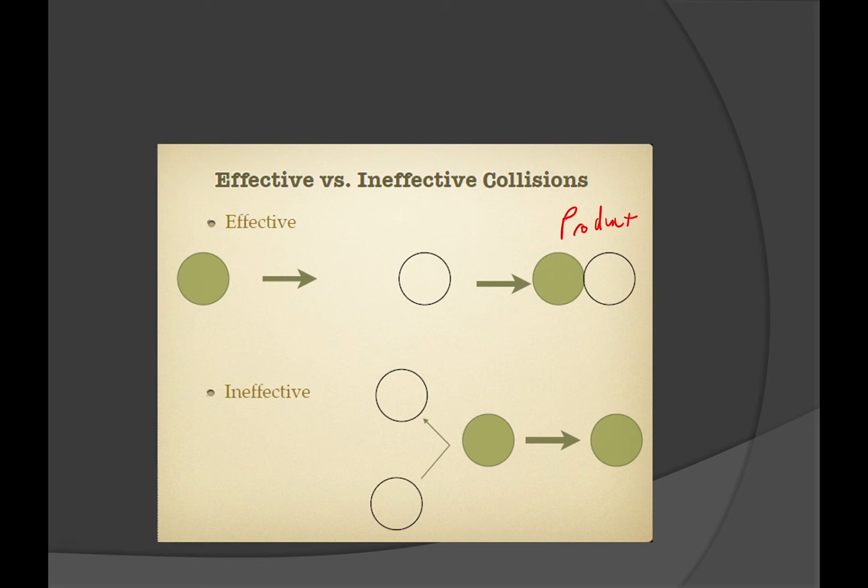An ineffective collision, we might see the open circle here bounce off of the closed circle or the green circle there. We might not have had enough energy. The orientation might not have been correct. In this case, it looks like they do collide, but one of those other two variables would lead to an ineffective collision, and we would still be left with reactants.